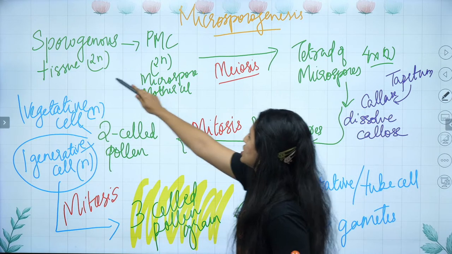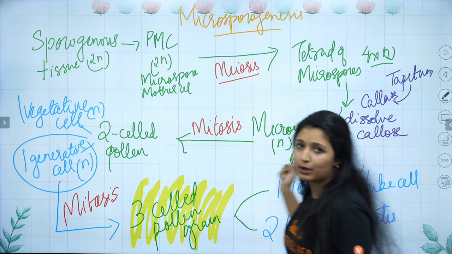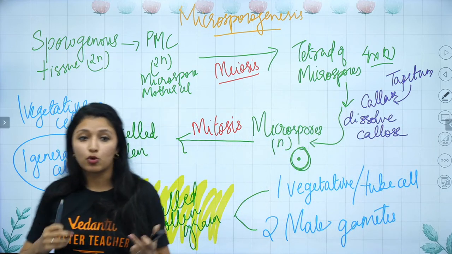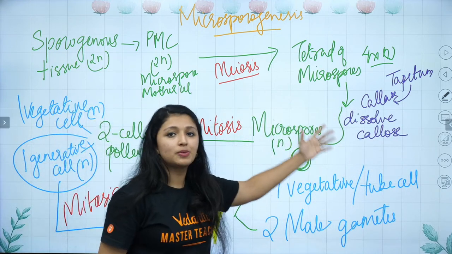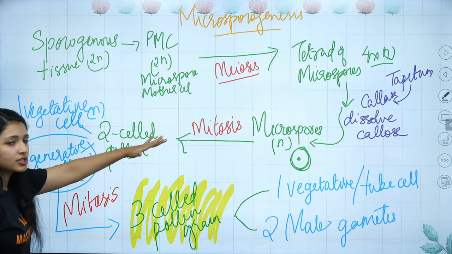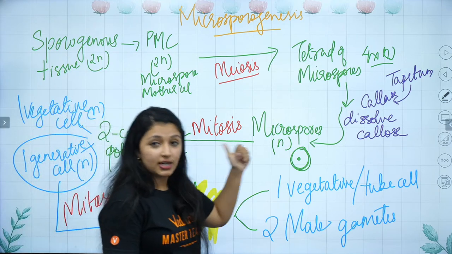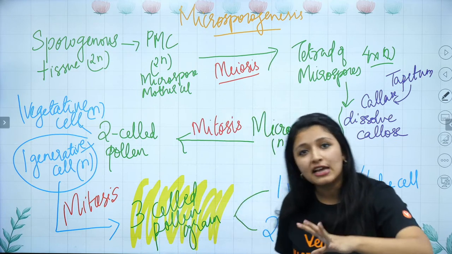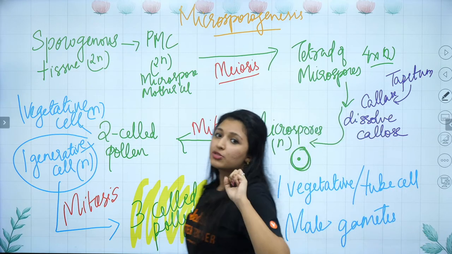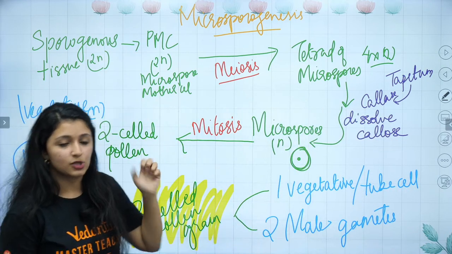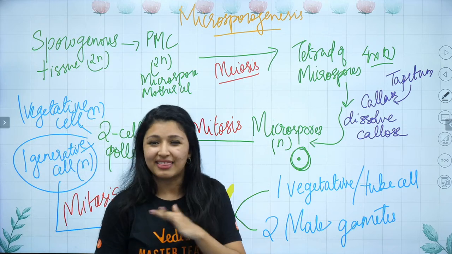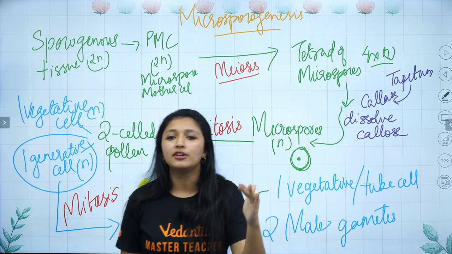So we start with sporogenous tissue, meiosis, forming the microspores, which is called microsporogenesis. Now the microspores will undergo division again. Mitosis is there, you form the vegetative and generative cell. The generative cell will again divide and form the three cell stage: one vegetative cell, two male gametes. That is your mature pollen grain.